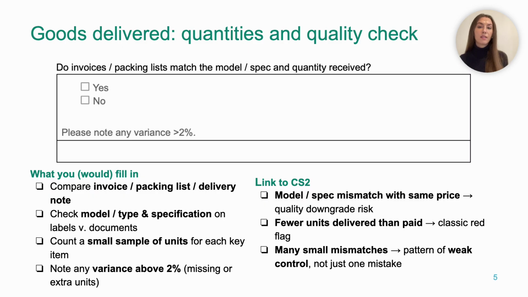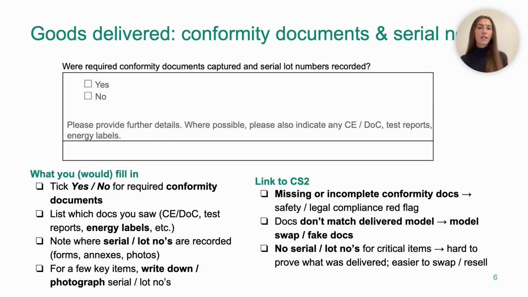The second part of the goods checks looks at paperwork behind the boxes, so conformity documents and serial or lot numbers. The question here is, were required conformity documents captured and serial lot numbers recorded? As monitors, what do you actually do?